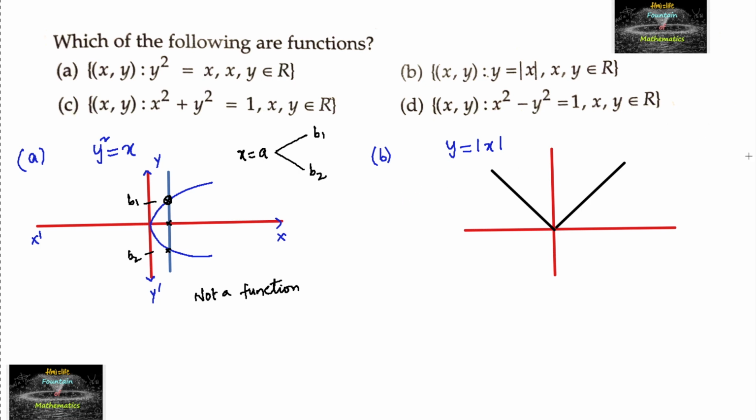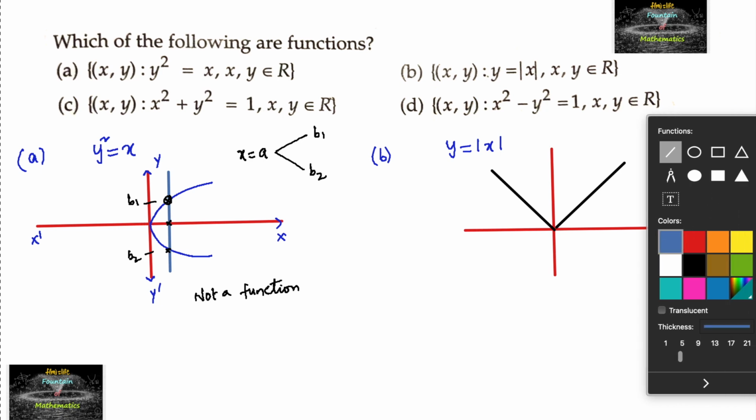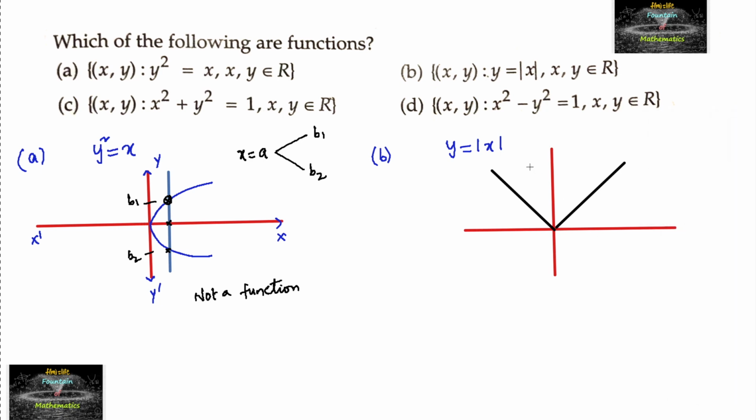If any vertical line is drawn parallel to y-axis, anywhere you draw for all the real numbers, we can observe that it cuts at only one point anywhere. Means for a value of x you are getting unique value. Means for x is equal to a, you are getting only one image, so unique image.